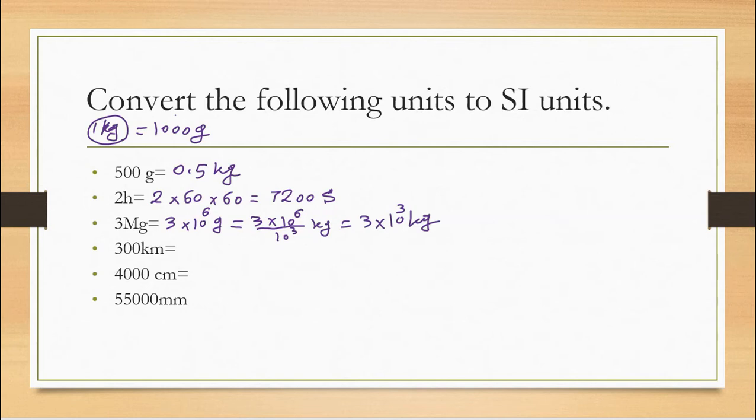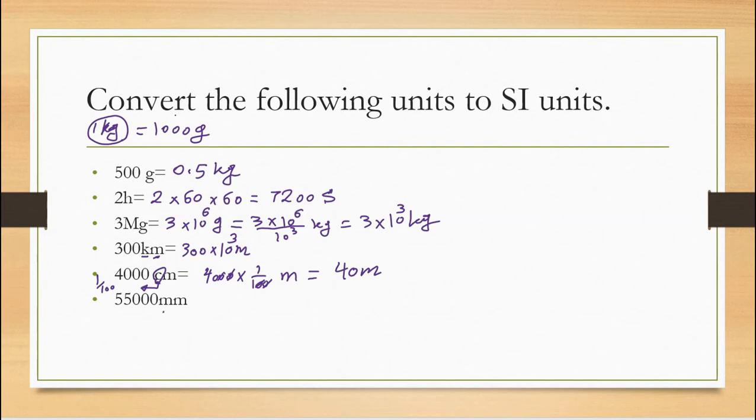300 kilometers. We know that the SI unit for distance is meter, not kilometer. So 1 kilo means 1000, or 10 to the 3rd, so 300 kilometers is 3 times 10 to the 3rd meters. 4000 centimeters. Centi means 1 over 100. And meter is the SI unit. It's what I want. So 4000 times 1 over 100 meter is equal to 40 meters.